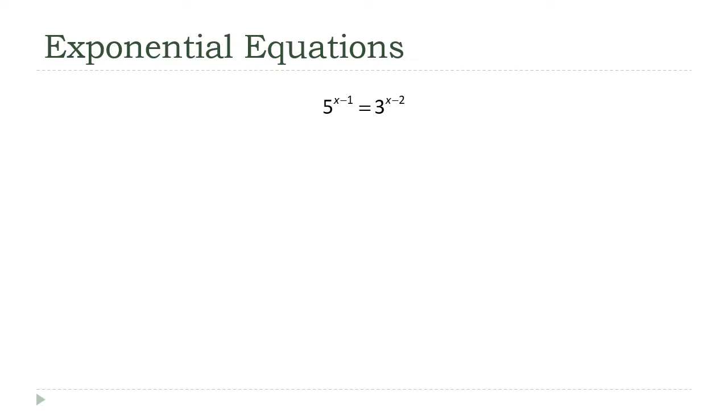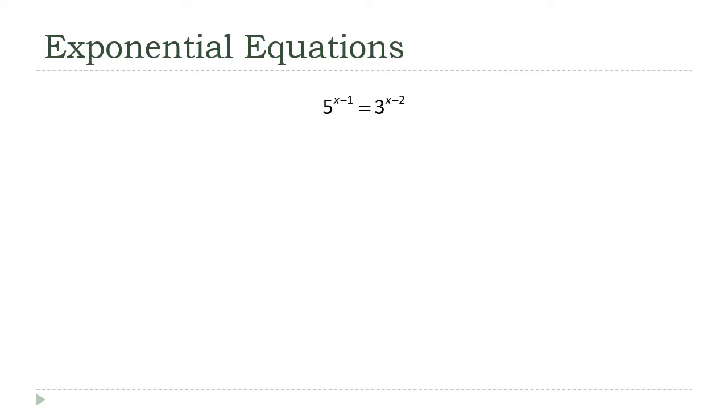There's no way that I can manipulate 5, at least not easily, to rewrite it as 3 to a power. We've got the same problem on the other side. It's doable, but it gets weird, right? So here's how we're going to approach it. All I'm going to do is take the logarithm of both sides of the equation.